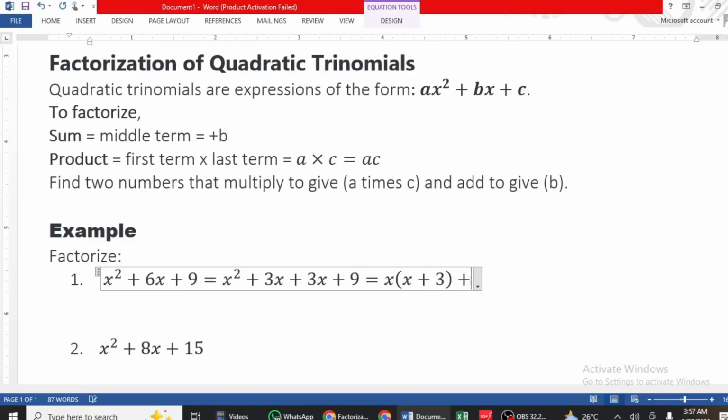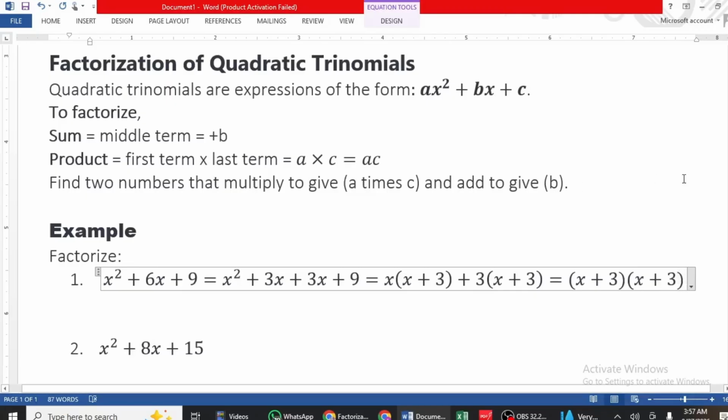And before the last two, what is the sign? Plus, you put there. And what is common to the last two? What is common to the last two is 3. Then 3 will be outside, and inside the bracket now will be x plus 3. And at the end, the solution now will be x plus 3, then the second bracket will be x plus 3.